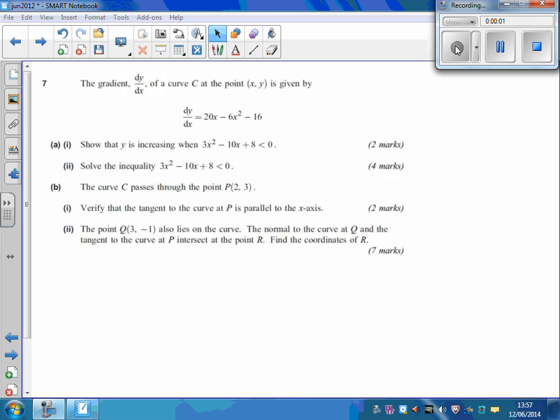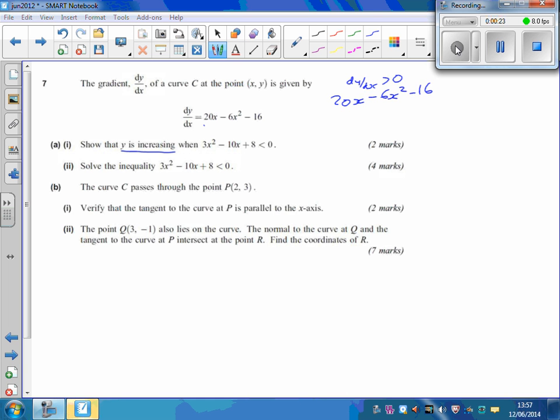June 2012, Core 1, the last question, question 7. Increasing. First thing about increasing, we know is the gradient's going to be positive. So we're looking for this thing to be positive. So we want the dy by dx to be greater than 0. So let's just write that out. 20x minus 6x squared minus 16 is greater than 0.